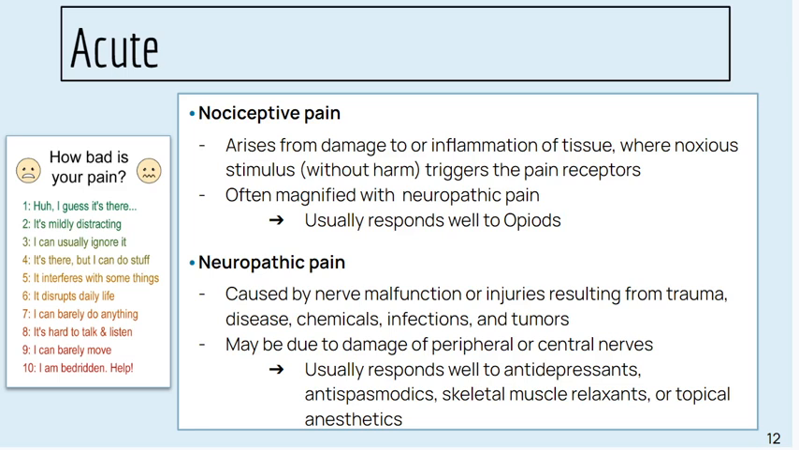Neuropathic pain, on the other hand, is caused by nerve malfunction or injury resulting from trauma, disease, chemicals, infection, or tumors. This does usually respond well to antidepressants, antispasmodics, skeletal muscle relaxants, or topical anesthetics.